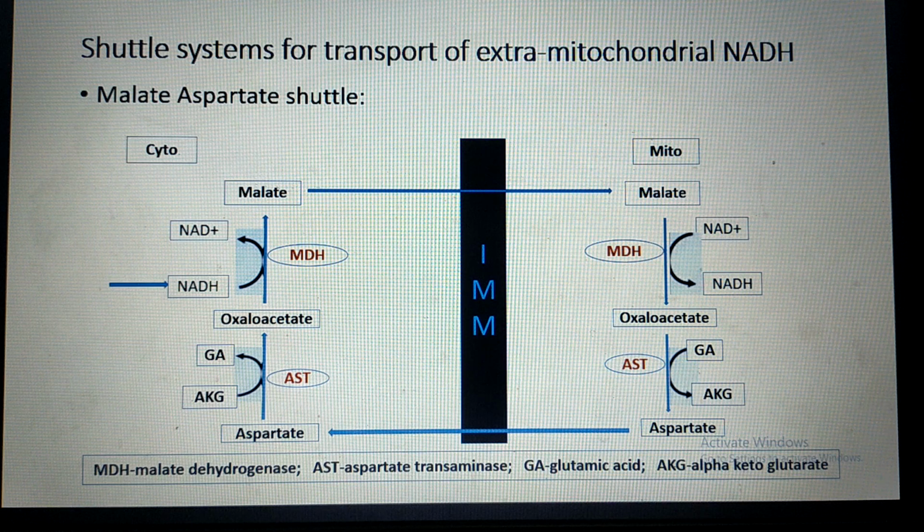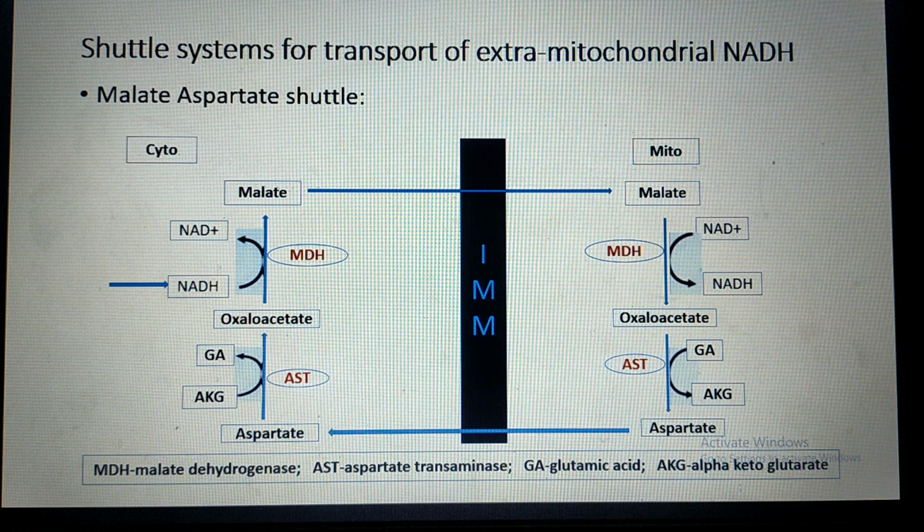The central dark band is representing the inner mitochondrial membrane. On the left side, cytoplasm is present. On the right side, mitochondria is present. So the NADH is synthesized in the cytoplasm. Now this NADH, we have to transfer to the mitochondria. In the mitochondria, this NADH will donate its electron to the electron transport chain and ATP can be synthesized. Now what happens here?